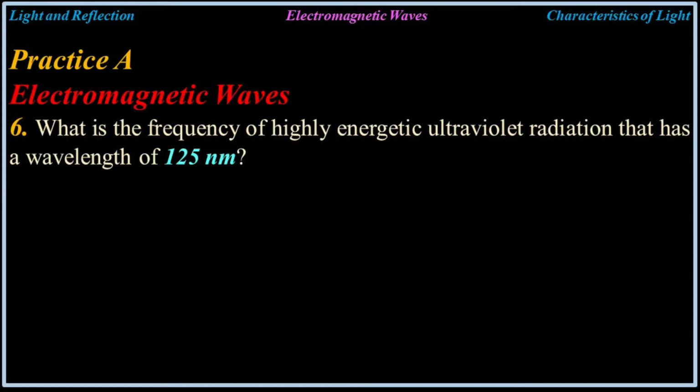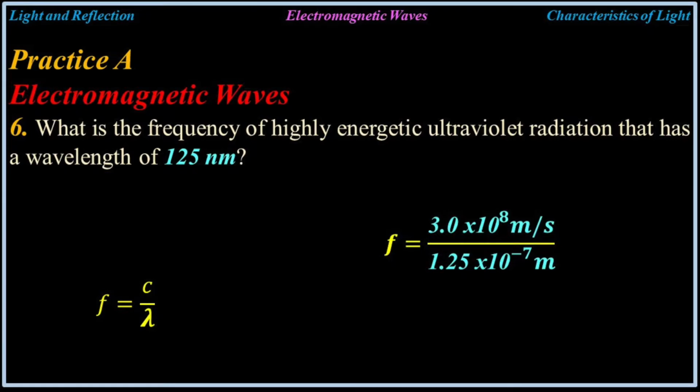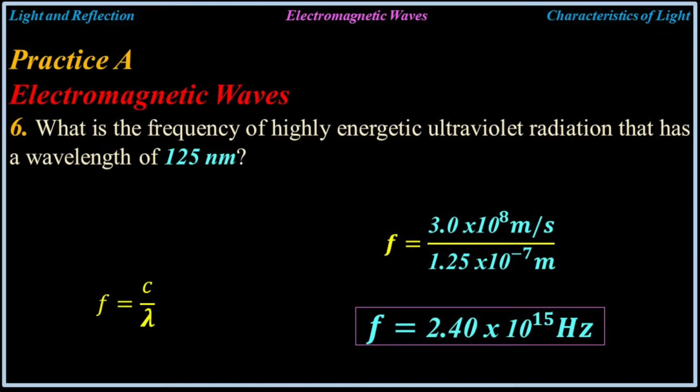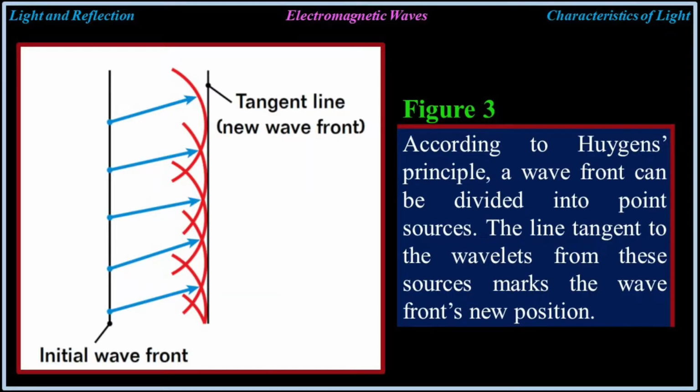What is the frequency of highly energetic ultraviolet radiation that has a wavelength of 125 nanometers? So remember to change it to meters. So it's going to be 125 times 10 to the negative 9th, so it'll be times 10 to the negative 7th. 1.25 times 10 to the negative 7th. Just move your decimal point over. And again, change it to meters. Plug in. Don't forget your speed of light in meters. And it's 2.4 times 10 to the 15th hertz.